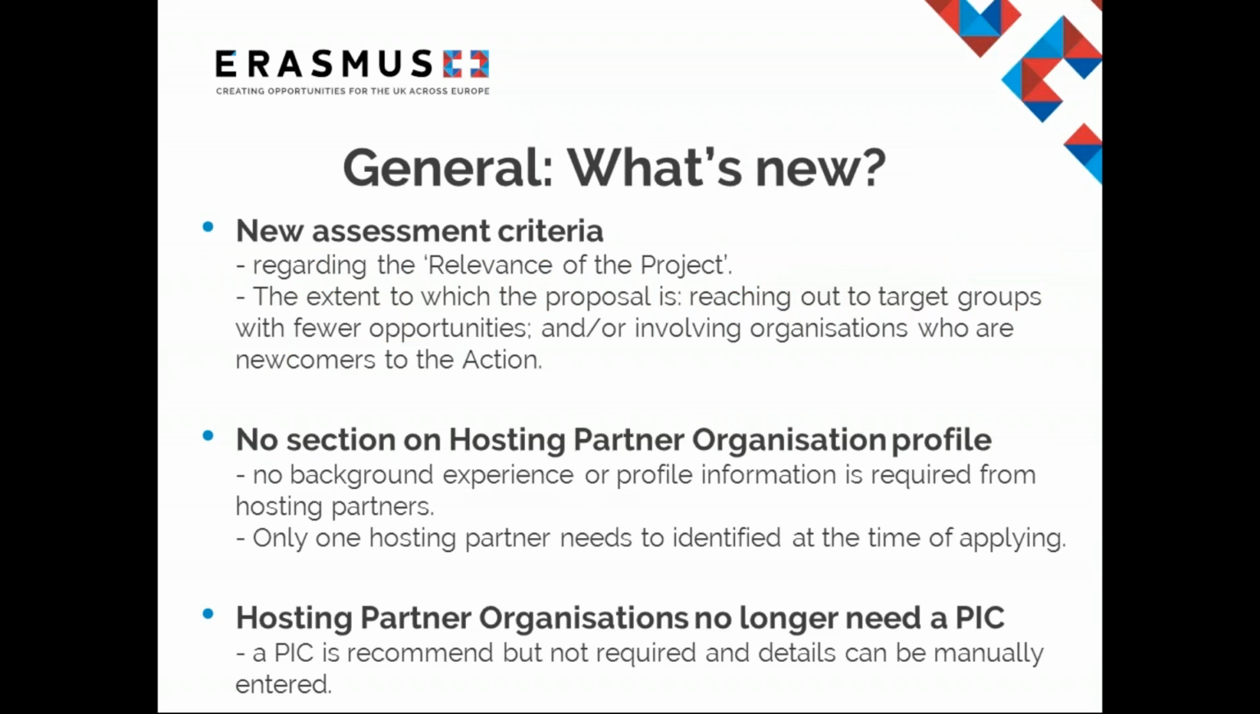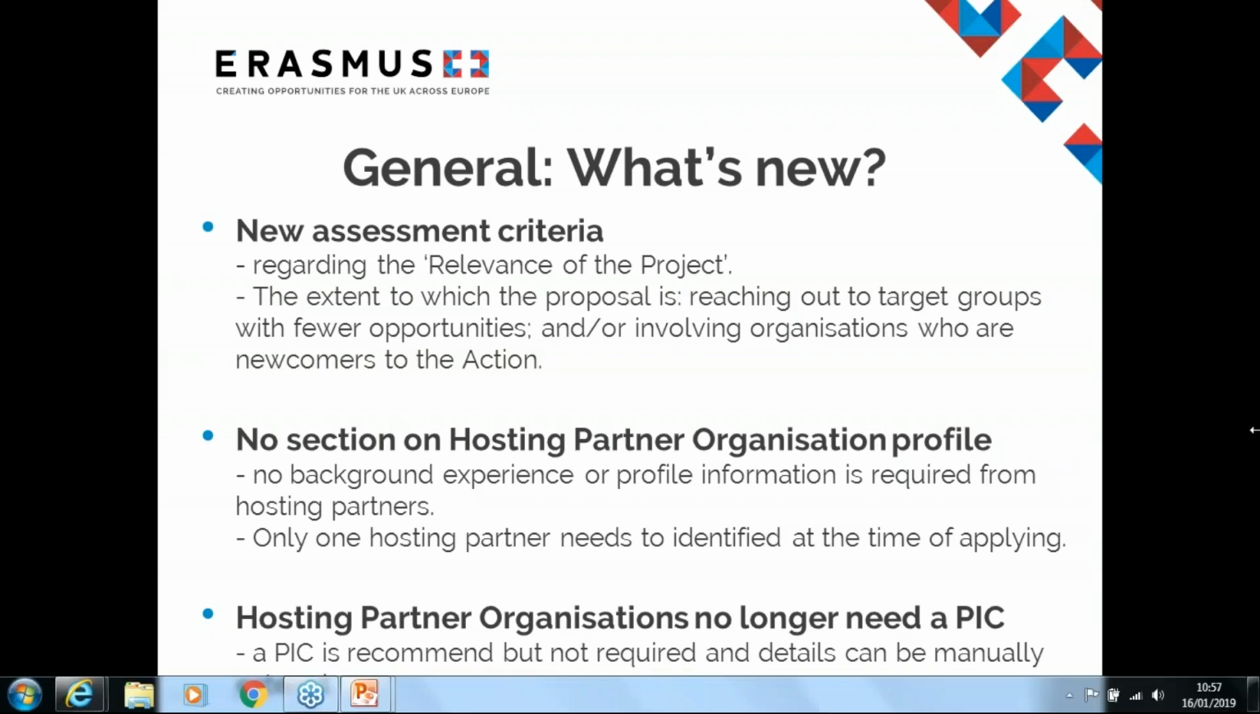So to begin with, there are some more general differences that applicant organizations should be aware of before submitting an application. Under relevance of the project, there is one additional assessment award criterion as follows: the extent to which the proposal is reaching out to target groups with fewer opportunities, involving organizations who are newcomers to the action. All assessment criteria can be found on pages 54 and 55 in the 2019 program guide.